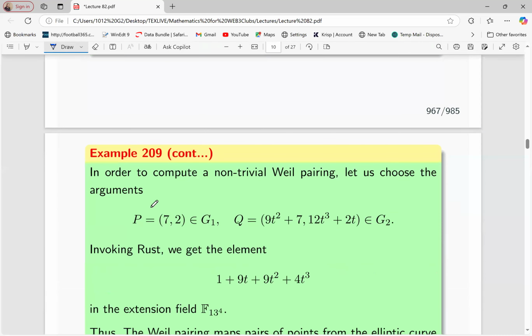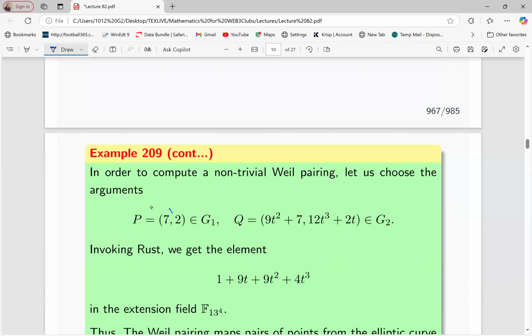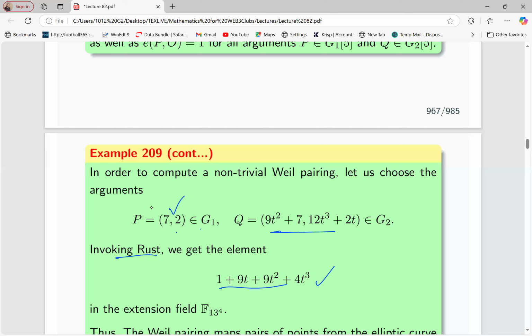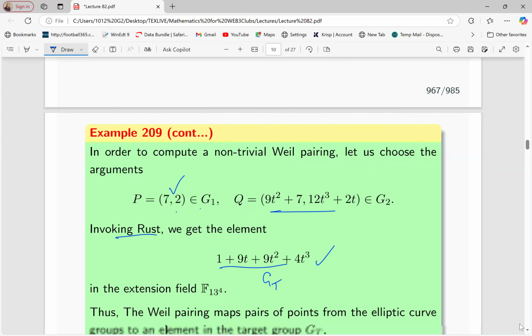Okay, so for purposes of this example, I've chosen this point and this other point. This point is from G1 and this point is from G2. I want to run my code and see what I get, not a point, but an element in the target group.